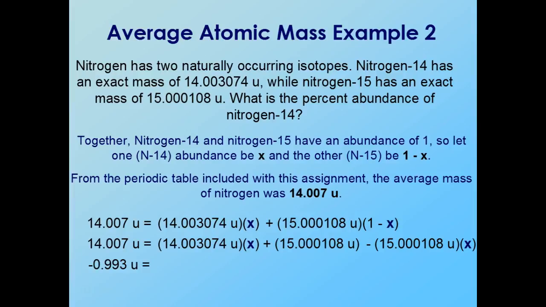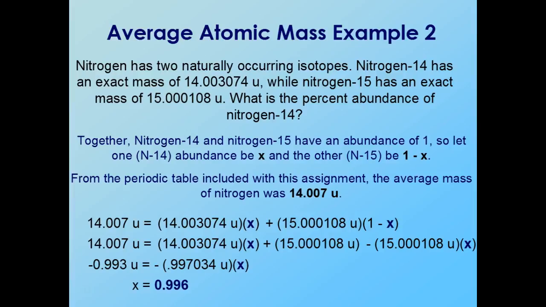So I'm going to subtract 15.000108 U from the left side of the equation and from the right. That leaves me with negative 0.993 U. And then I'm going to add together the 2 remaining terms, which gives me negative 0.997034 U times X. Keeping in mind X is what I'm solving for, because X is going to help me get the relative abundance of nitrogen 14. So to get X by itself, I'm going to divide negative 0.997034 U through on both sides of the equation.